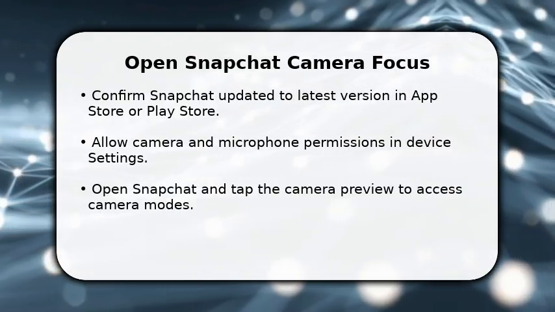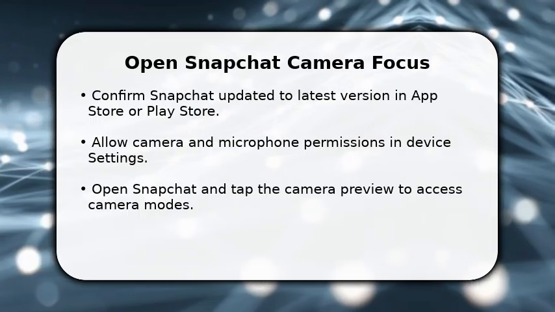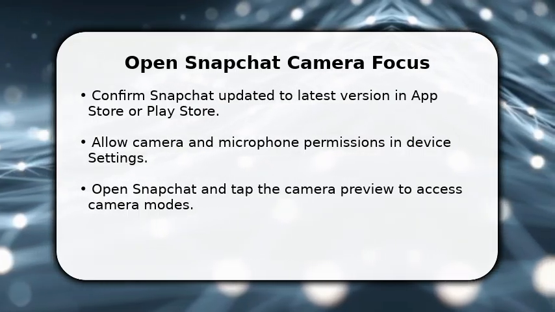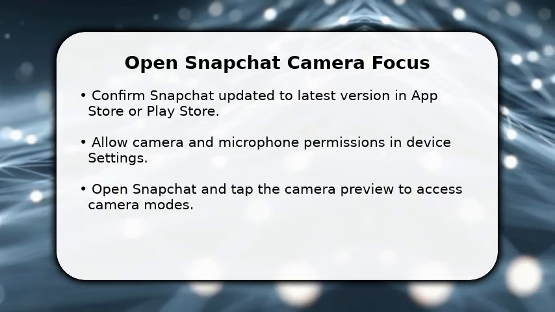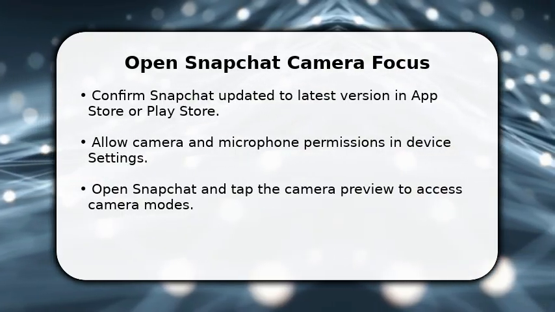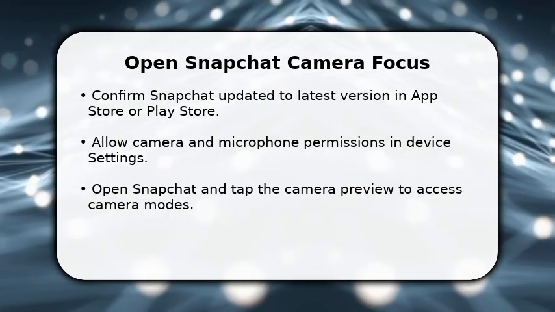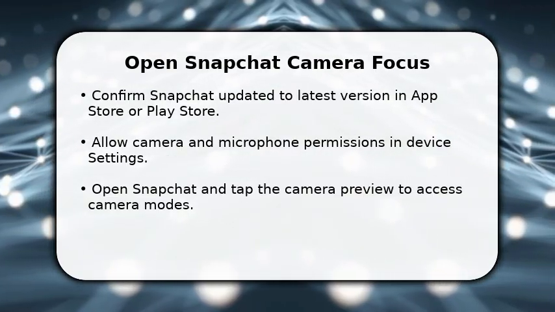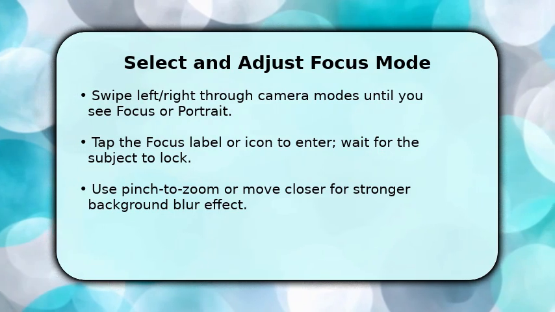Next, tap the screen where your subject is to trigger Focus Assist. This initial tap primes the lens for depth detection and lets Snapchat surface the focus mode among the camera modes so you can proceed to the next step without delays. Once you see the focus mode, tap it to activate.